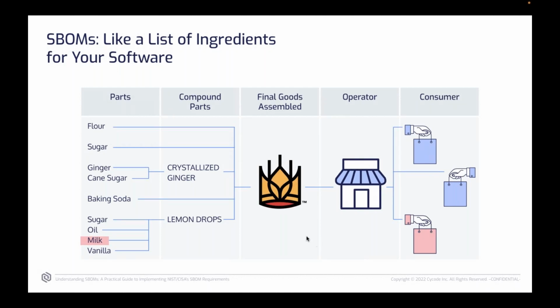allergic to. So if you think about this as your software supply chain, you've got the parts that you create yourself, you've got your compound parts, which might be open source libraries, you're assembling them, you're selling them, your solution to a downstream person who ultimately is giving it to their customers. And so therefore, understanding exactly what's in it at a very granular level is important for everybody involved. And this is how your SBOM is like a list of ingredients for your software.